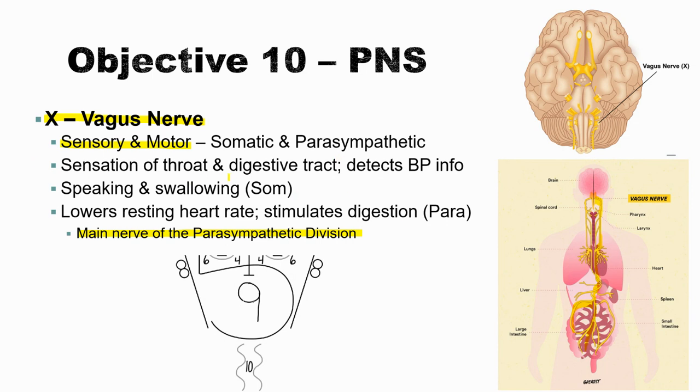So in terms of sensory, it's going to help sense sensation in the throat and digestive tract, also blood pressure. It's going to help you speak and swallow in terms of voluntary movements. It also is going to regulate heart rate and digestion in terms of involuntary control. And so you can see here that it's going all the way down into the rest of the body. And so that's where you're going to see number 10. It's going to go down into the throat and further down.